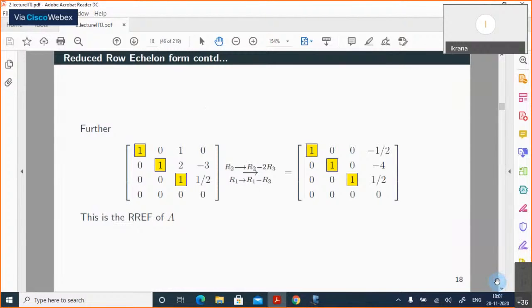Does anybody have a question to ask before I go further, if everything is clear? They are saying yes. Yes, it's clear. Okay, fine. Students? Yeah, it's clear. Okay, so let us go ahead.